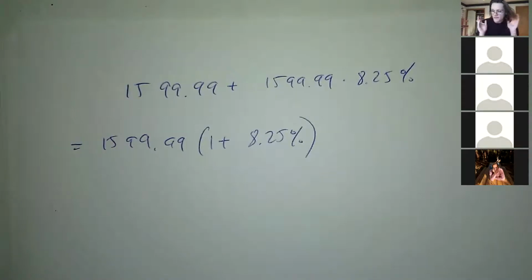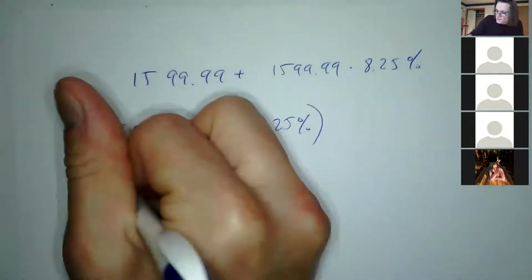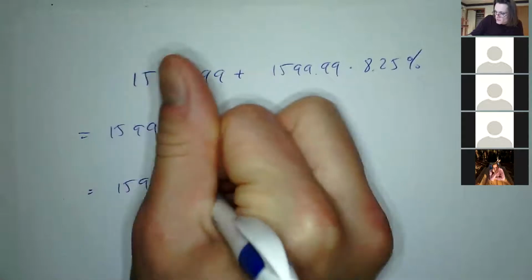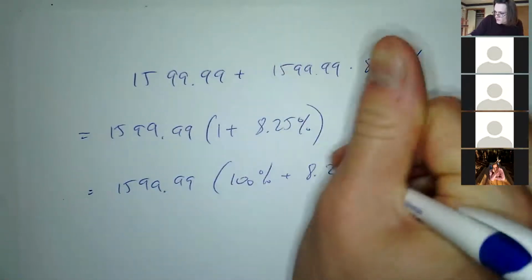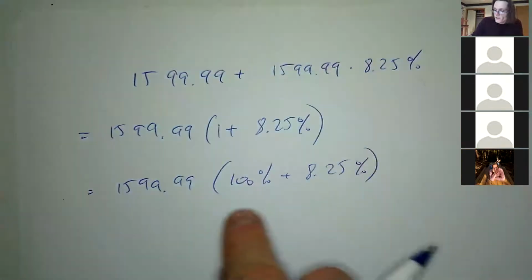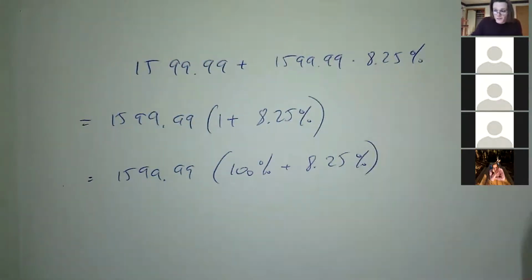So what is 1 as a percent? Right, so it's like a decimal. To convert it from a decimal to a percent, I'm going to multiply times 100. And so 1 times 100 is 100. So all as a percent, this is 1599.99 and then 100% plus 8.25%. And now, since they're both percents, I can just add them together.